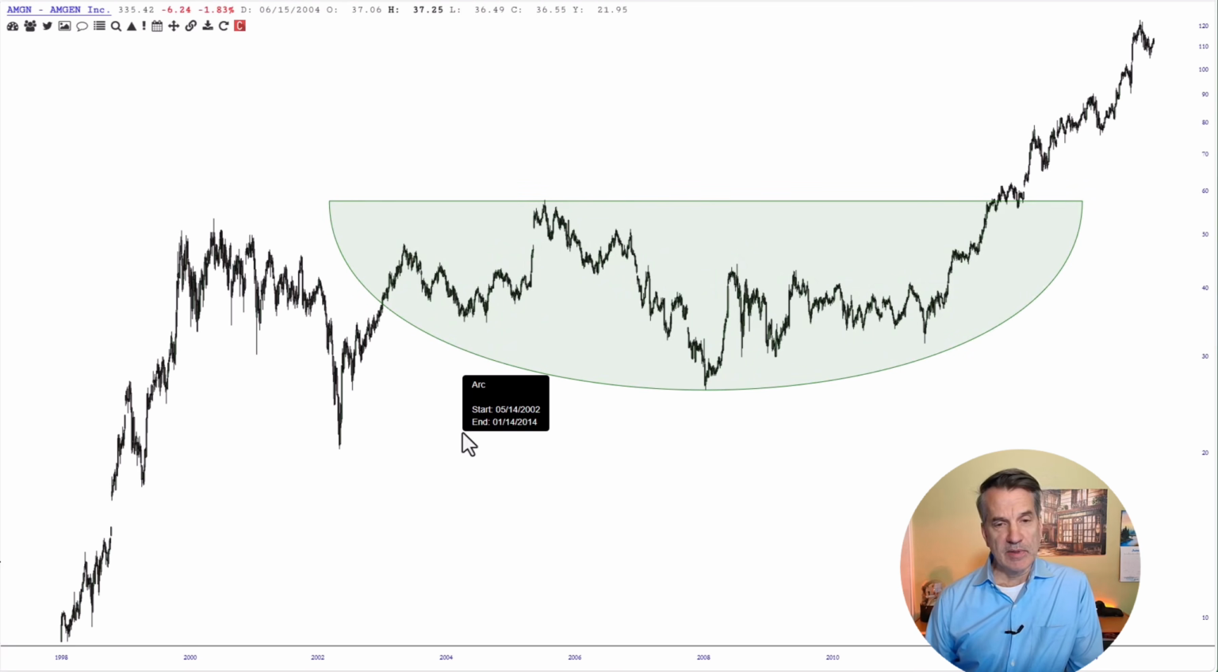And another item I want to mention is that bottom is a bit of a misnomer. It sounds like the stock's been going down, down, down, and it finally stopped falling, so you have a bottom. This is a continuation pattern also.